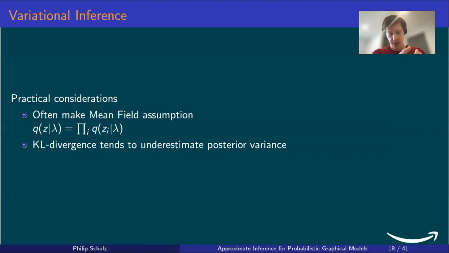That limits our approximation, obviously, because if there's covariance structure in the true posterior, again, we're not going to be able to capture that. And another practical consideration is that the optimization of the KL divergence tends to underestimate posterior variance. So if you get really small variance with your variational approximation, chances are that the variance of the true posterior is actually larger than that. So if you're in doubt whether you should trust your variational approximation on the posterior variance, probably not. The true posterior variance is probably going to be a little larger than what the variational approximation gives you.